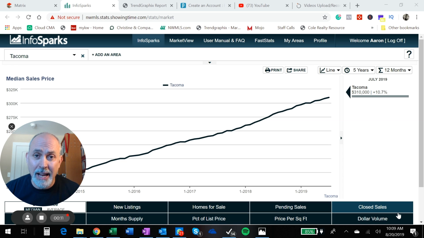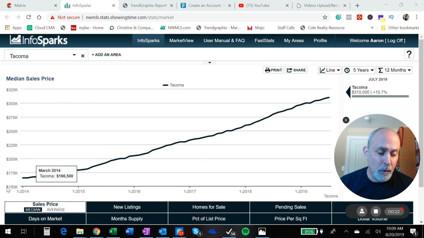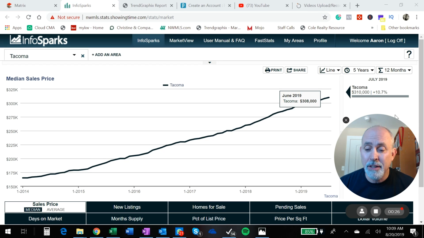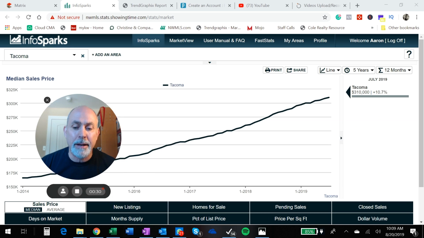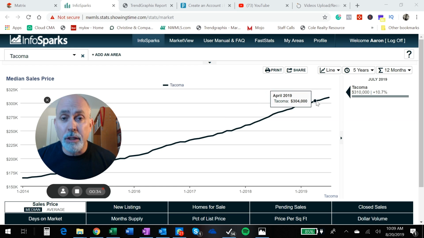Check this out. That is a steady upward trend. Look at that. Last 5 years in median price increase, median price in Tacoma, we go from, in 2014, a median price of 165, up to 310, doubled in 5 years. That's not a bad investment. Can it do it again? Let's see. No slowing down in Tacoma.